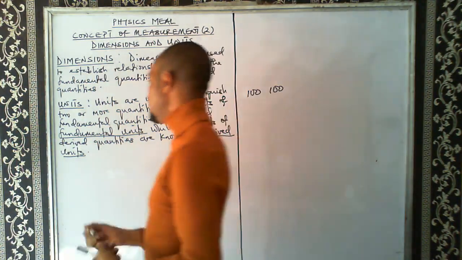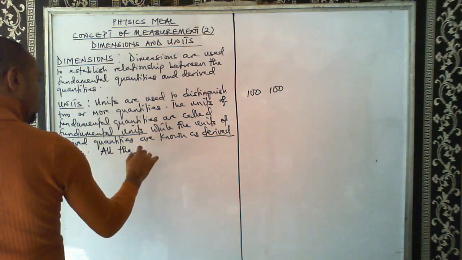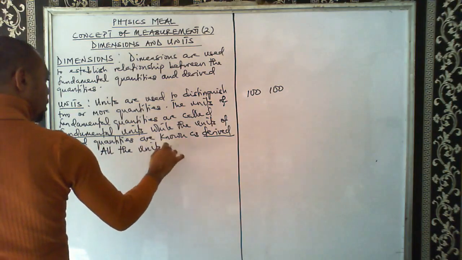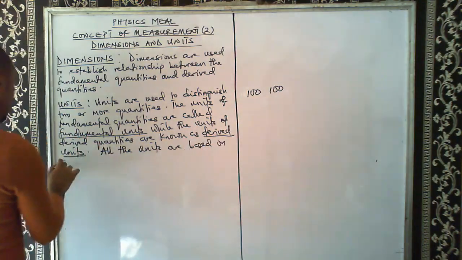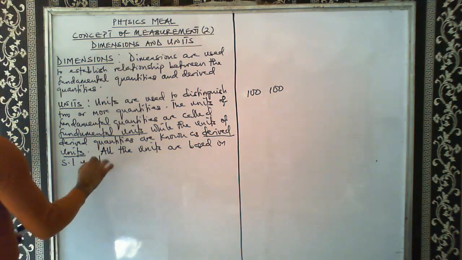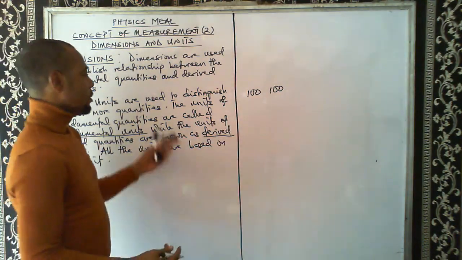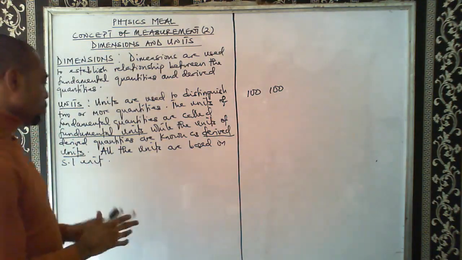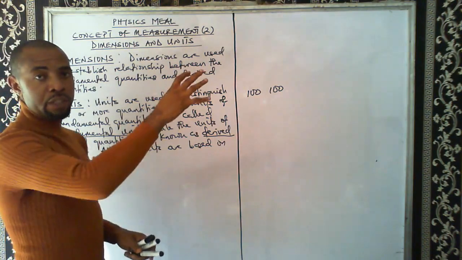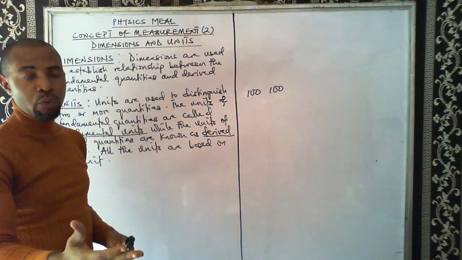So let's note that all the units are based on the SI unit. So we use the SI unit system in writing the units of these quantities. That's what we'll be using. So when we give the table of units, we are going to see the SI unit of the fundamental quantities.